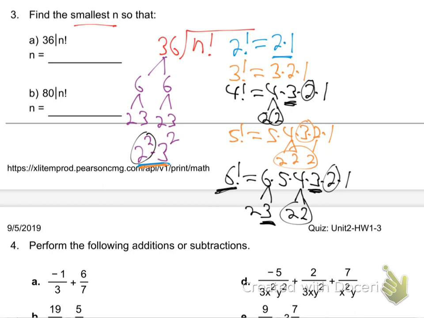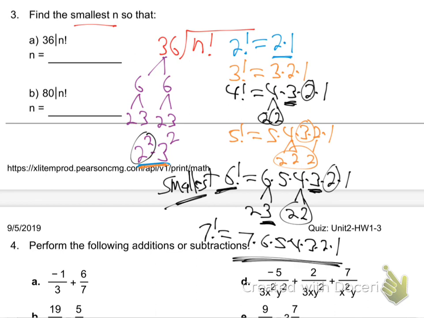So that's the first number that works, right? Because if we went higher, if we went to like 7 factorial, that would have everything that 6 factorial does, plus it would have a 7 in the front. So that would work also. That's why 6 factorial is the smallest one that works. Bigger numbers than that would also work because they have everything the 6 factorial has and even more in the front. So the smallest number that'll work is 6. 36 will divide evenly into that because it's got 2 2's and 2 3's in it.